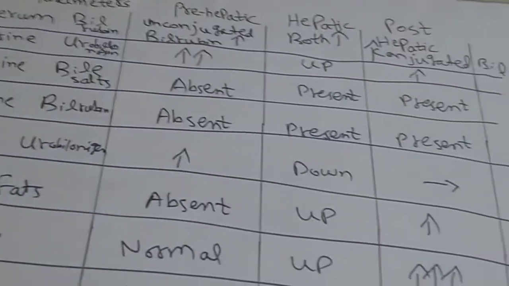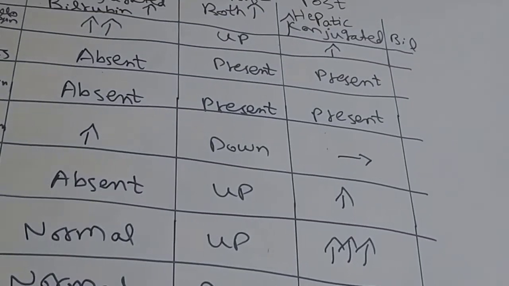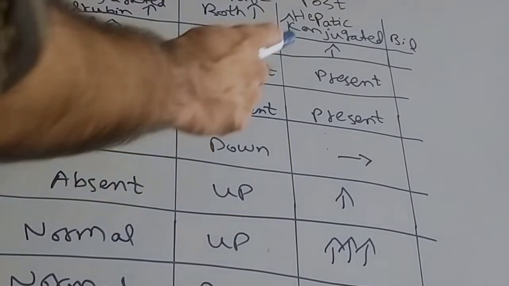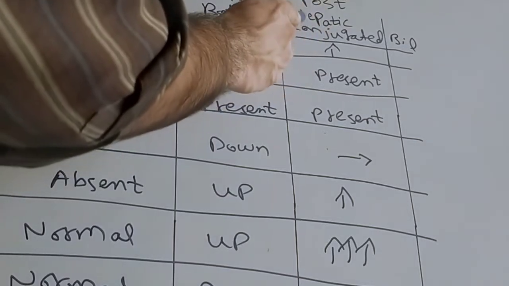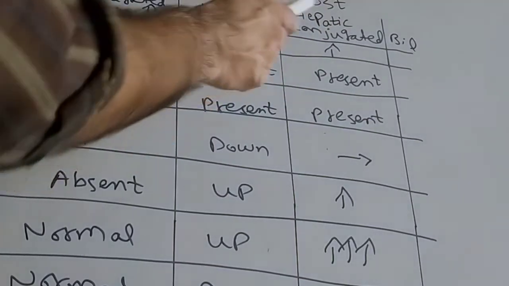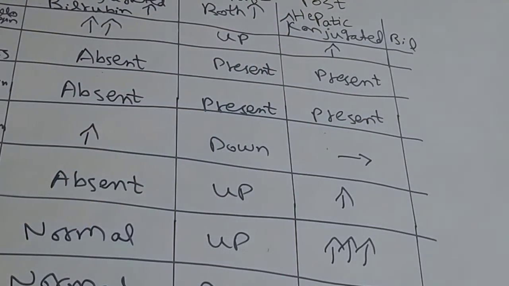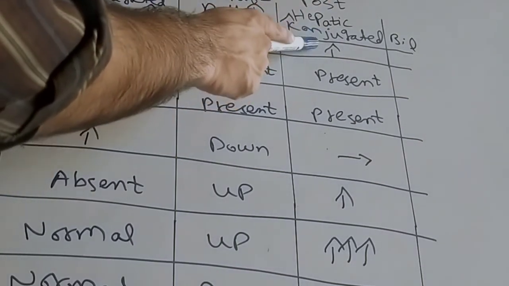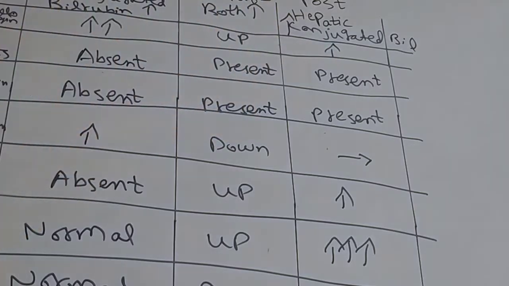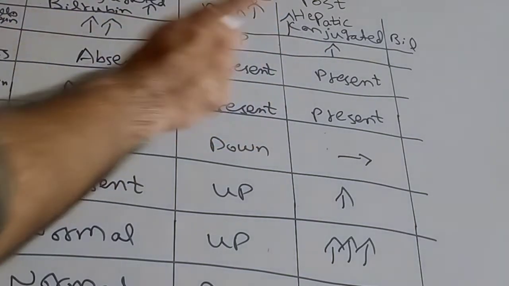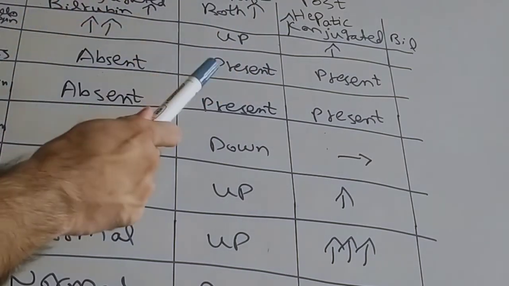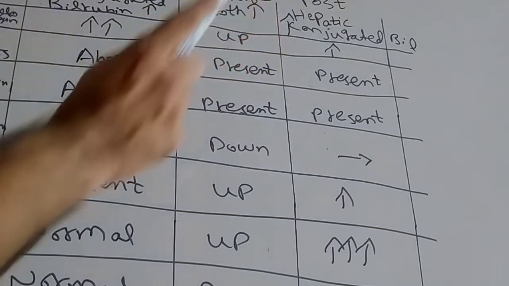Now moving towards the post-hepatic jaundice. In this you can see that the level of conjugated bilirubin is high. Then the level of urobilinogen in the urine is high. You can see this arrow. The bile salts are also present in the urine, and bilirubin is also present in the urine.